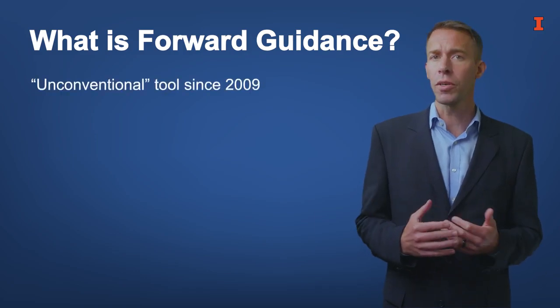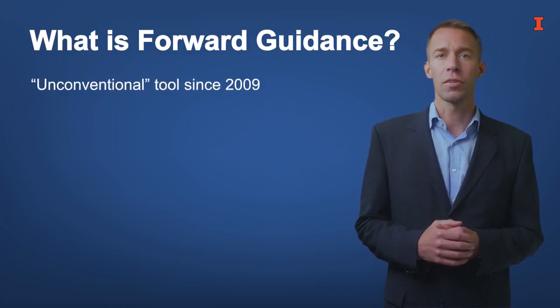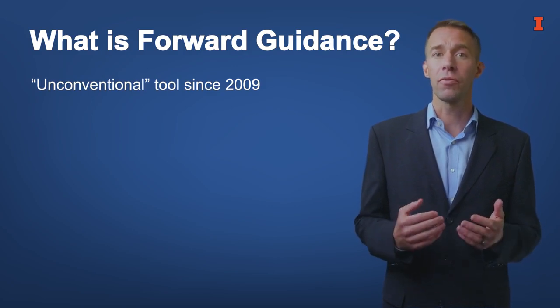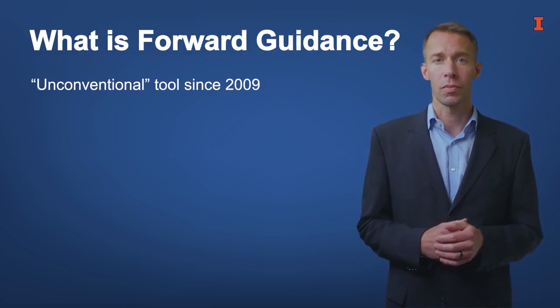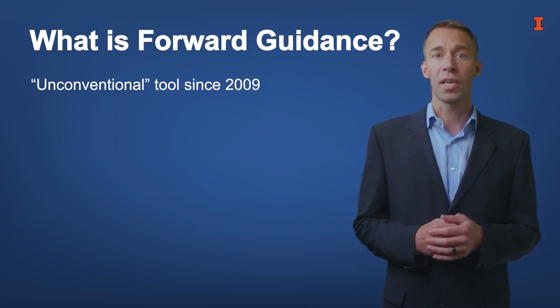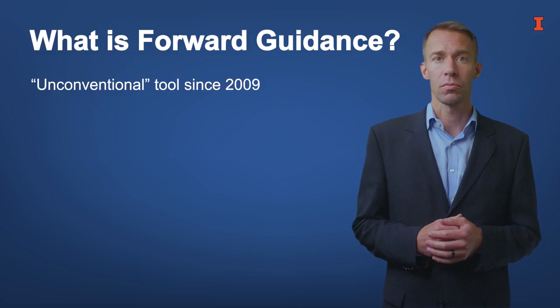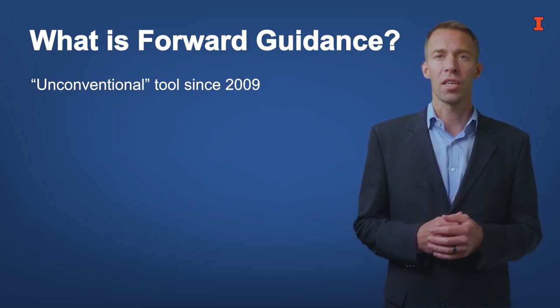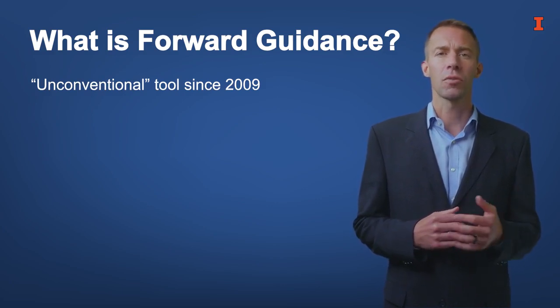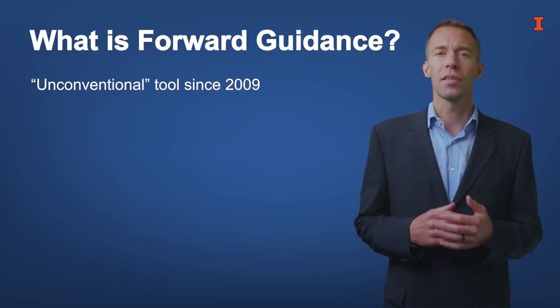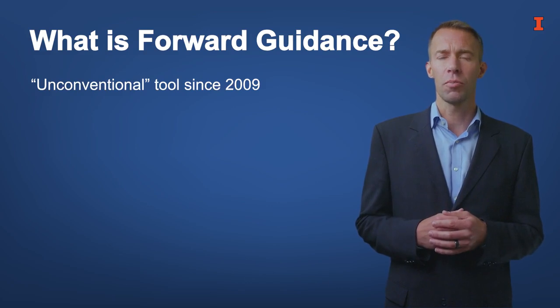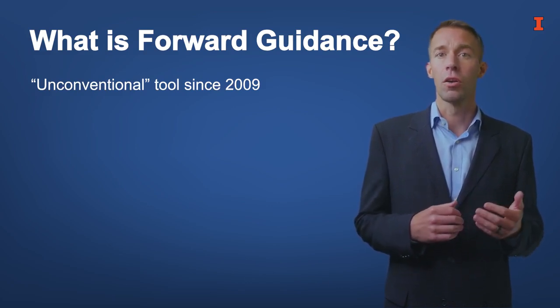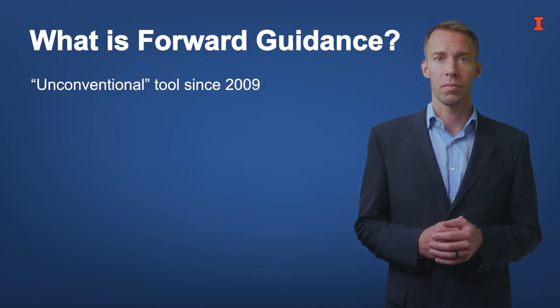Forward guidance is relatively new. It arrived in 2009 when the federal funds rate was close to zero. At this point, targeting short-term interest rates was no longer an option. To overcome this challenge, the Federal Open Market Committee, or FOMC, decided to communicate how it intended to adjust monetary policy in the future. The Fed tried to target long-term interest rates.